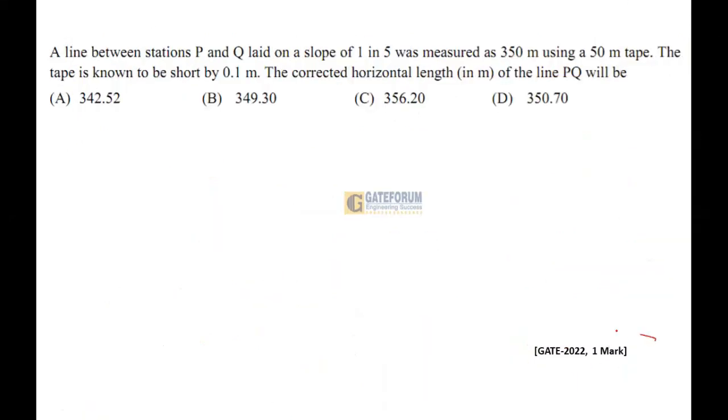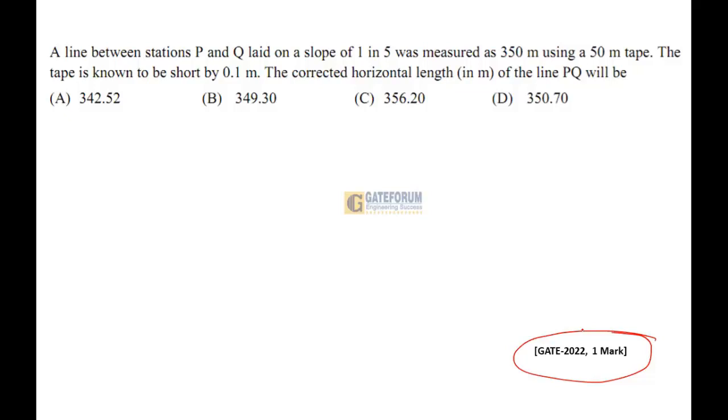There is one more previous GATE question, 2022, for 1 mark. A line between stations P and Q laid on a slope of 1 in 5 was measured as 350 meters using a 50-meter tape. The tape is known to be 0.1 meter too short. The correct horizontal length in meters of the line PQ will be.